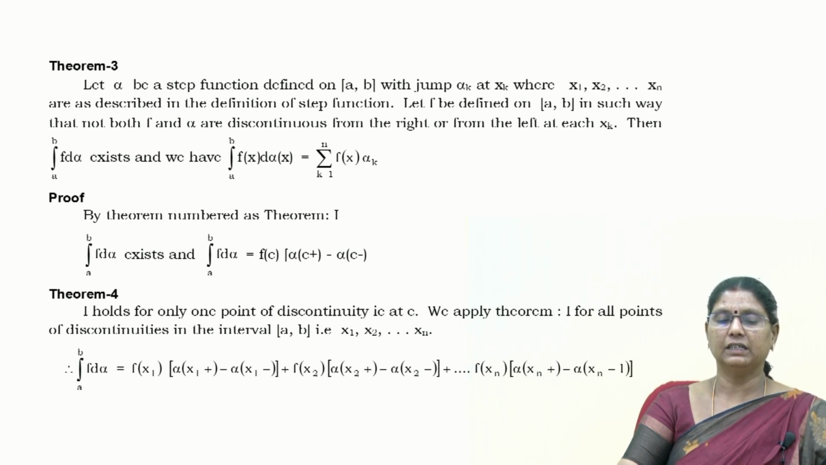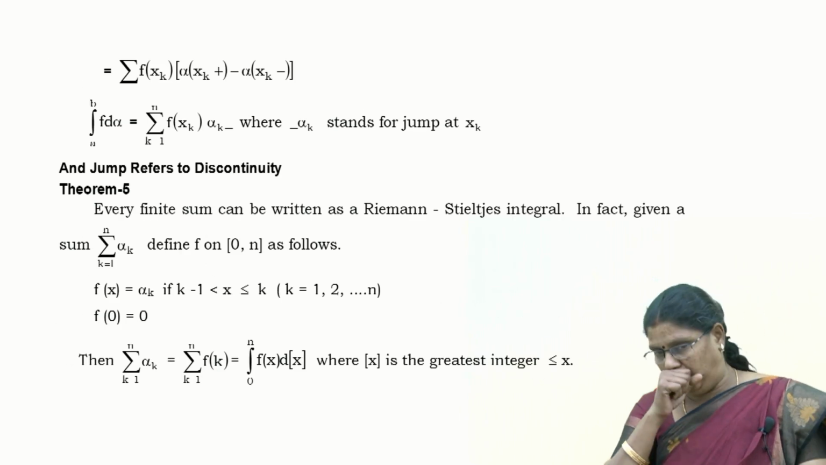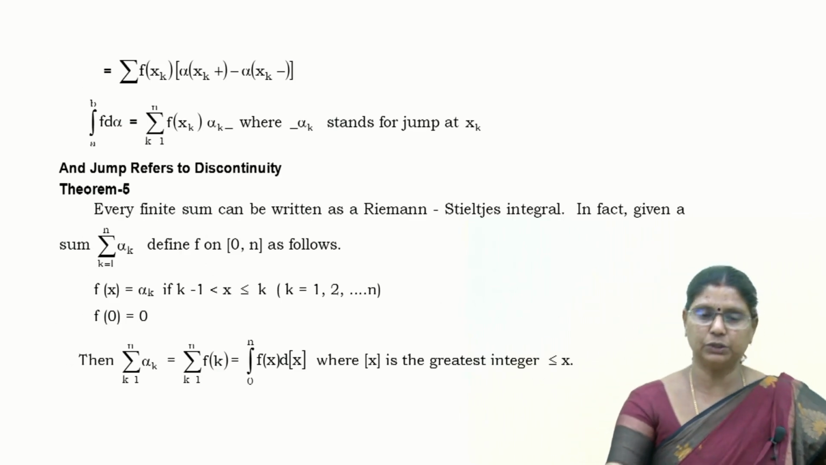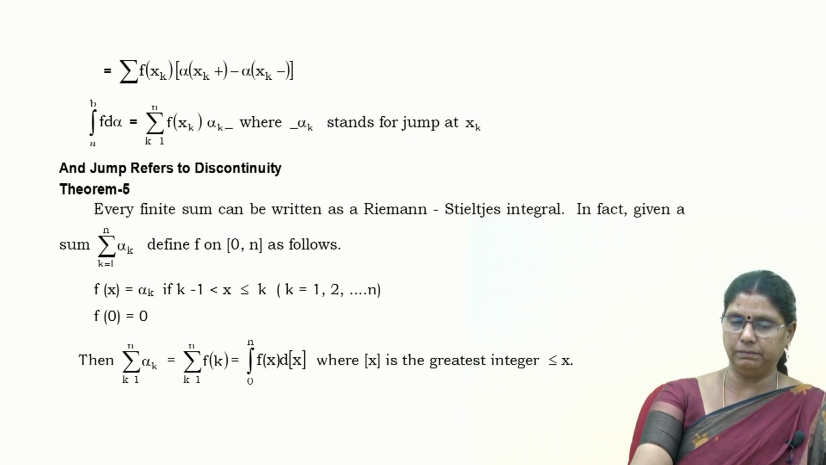The next theorem states that it holds only for the discontinuity at c, and we apply theorem 1 for all the set of discontinuities in the given interval [a, b]. Then we get the integral from a to b of f dα as f(x1)[α(x1+) − α(x1−)] plus f(x2)[α(x2+) − α(x2−)] etc., plus f(xn)[α(xn+) − α(xn−)]. This is also proved in the same way as above.